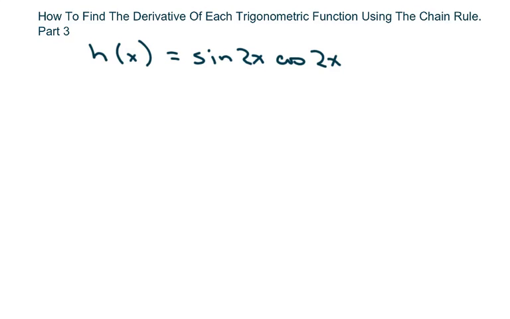Hey everyone, we're going to find the derivative of each trigonometric function using the chain rule. This is part 3. The first thing I'm going to do is start with the derivative. There are two ways to do this, so I'm going to do both ways.